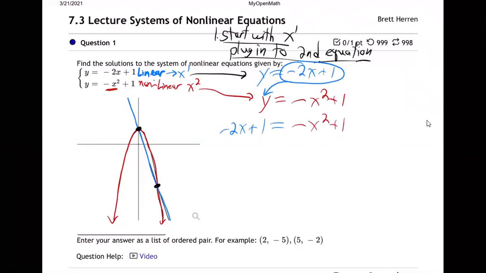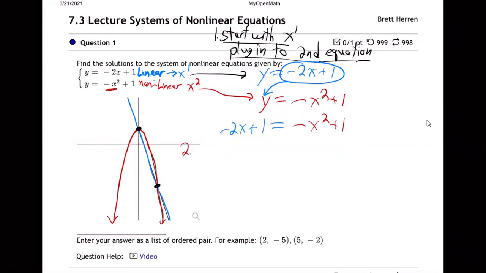You tracking with what I did there? The first equation is telling me y is equal, meaning it's the same as negative 2x plus 1. So that means you can replace y in the other equation with negative 2x plus 1, because y is equal to negative 2x plus 1. So now I get this equation and I need to solve it. How do we do that?